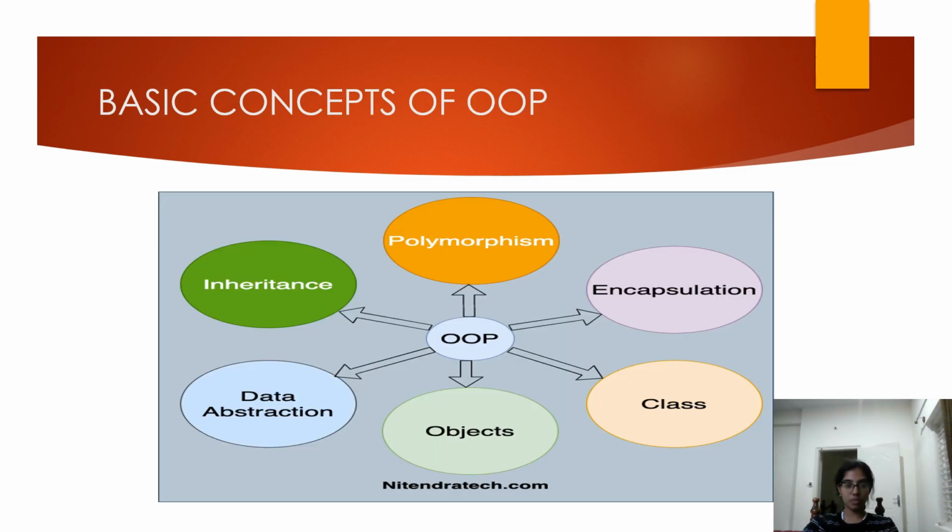Coming to the basic concepts of OOP, there are totally 6 concepts. The first one is class, then objects, data abstraction, inheritance, polymorphism, and encapsulation. We'll learn about these in detail in the next slides.